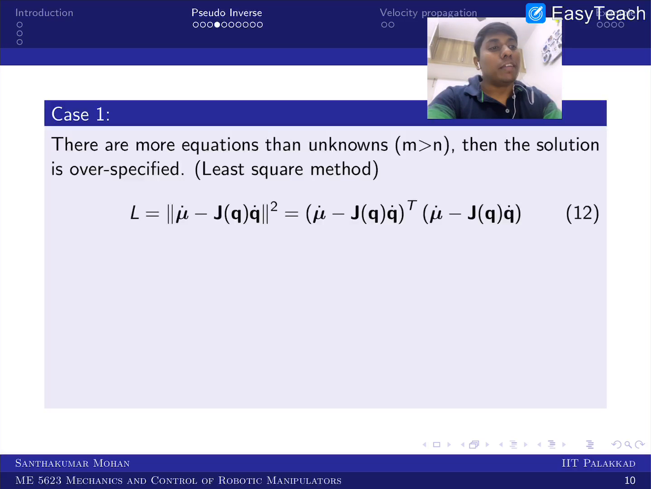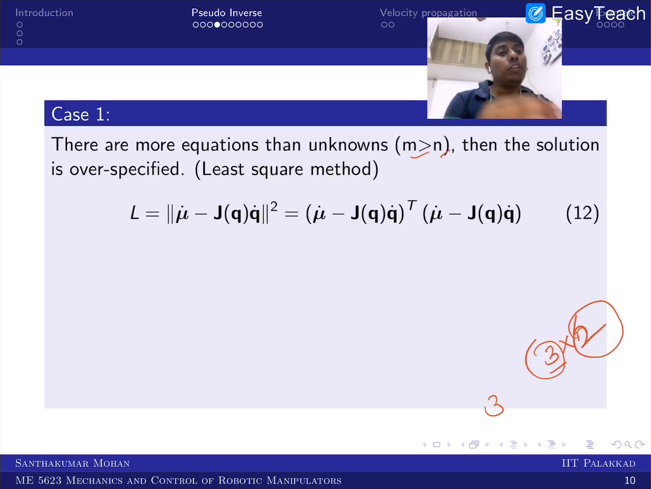One case is where m is 3 and n is 2, in the sense that m is greater than n. So how many equations are possible? How many unknowns? 2 are unknown. And how many equations? 3 equations. In the sense you have 3 equations and 2 unknowns.